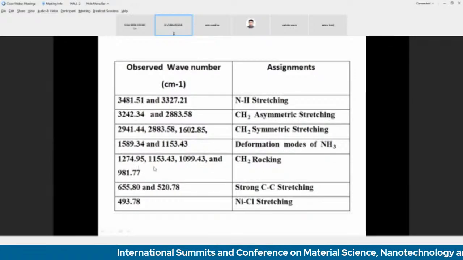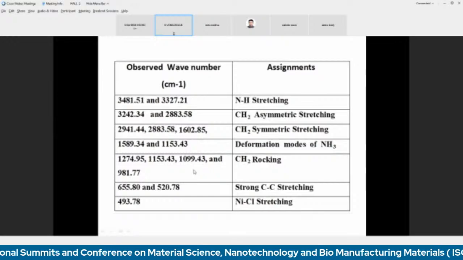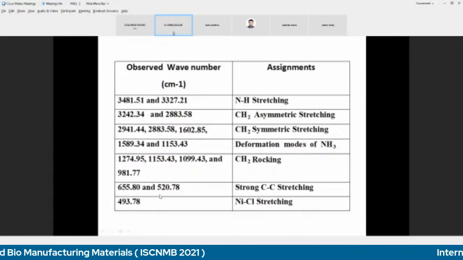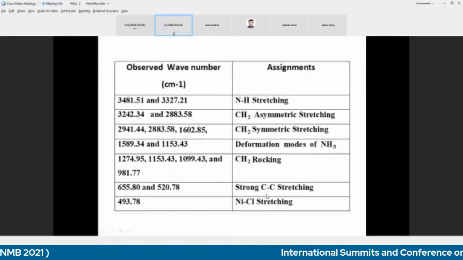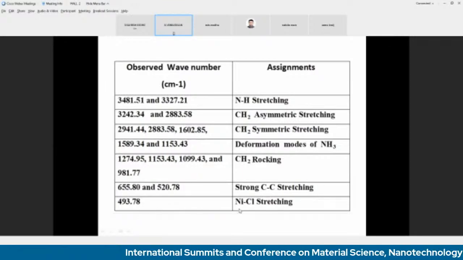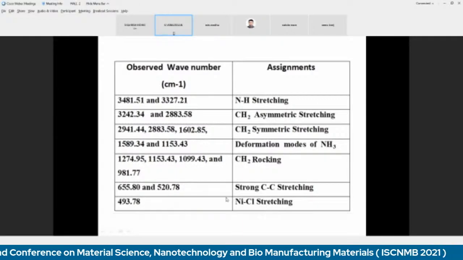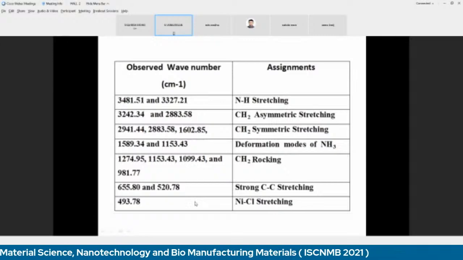1274.95, 1153.43, 1099.43, and 981.77 represent the CH2 rocking. 655.80 and 552.78 represent the strong carbon-carbon stretching. And 493.78 represents the nickel-chlorine stretching. This 493.78, that is nickel-chlorine stretching, comes below the fingerprint region.